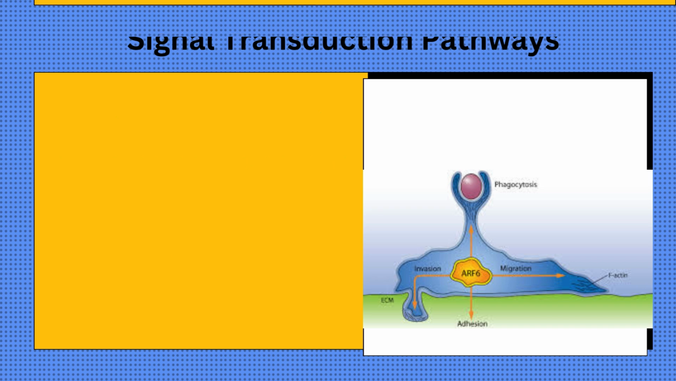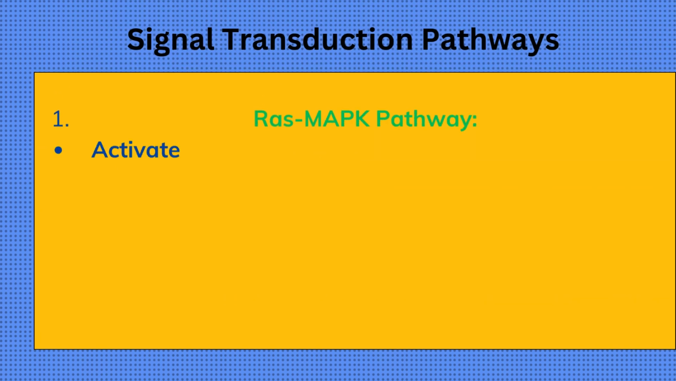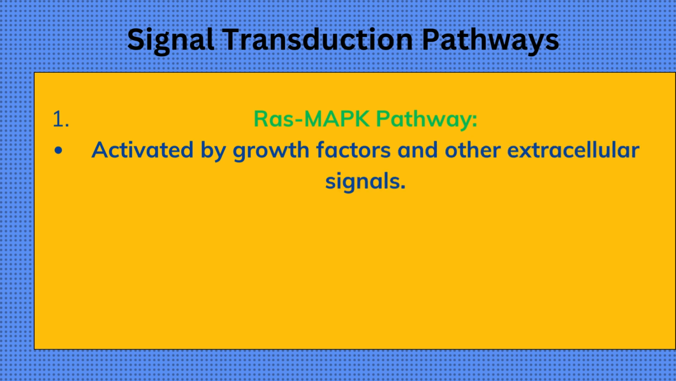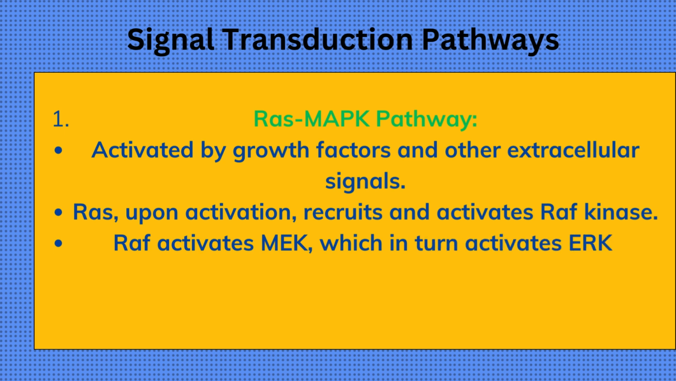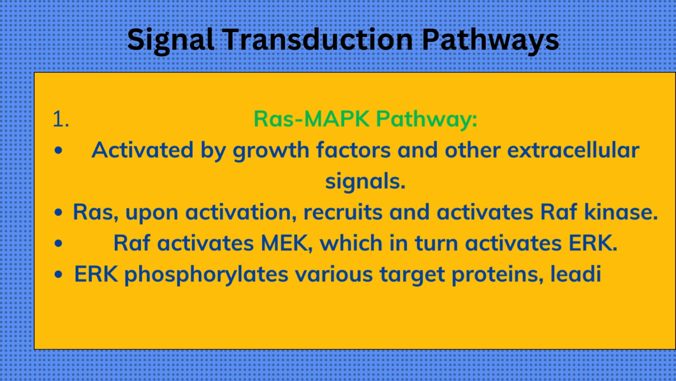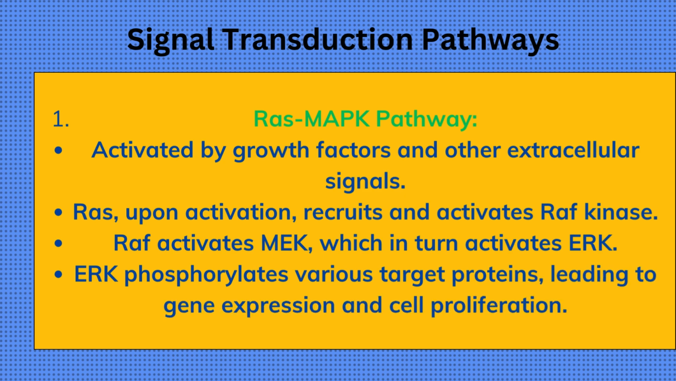1. RAS-MAPK pathway, activated by growth factors and other extracellular signals. Ras, upon activation, recruits and activates RAF kinase. RAF activates MEK, which in turn activates ERK. ERK phosphorylates various target proteins, leading to gene expression and cell proliferation.